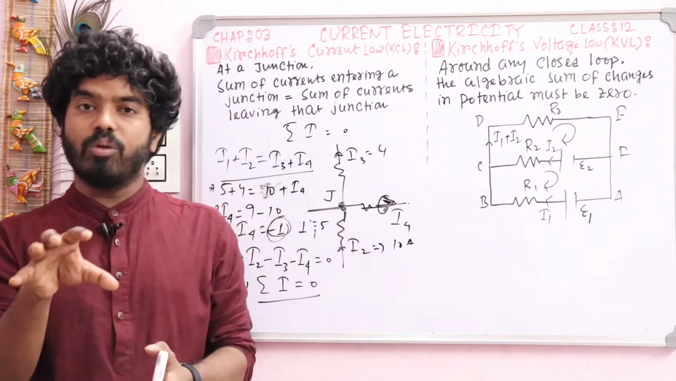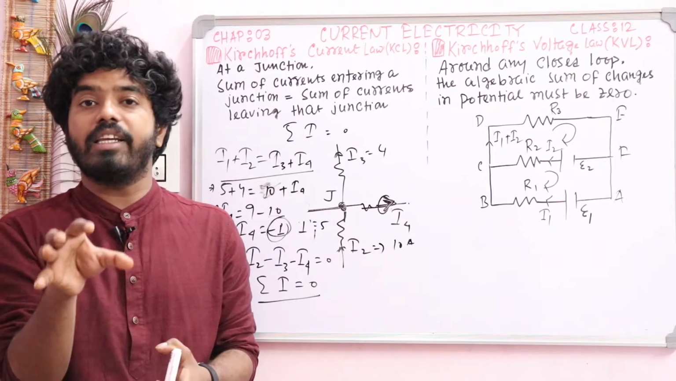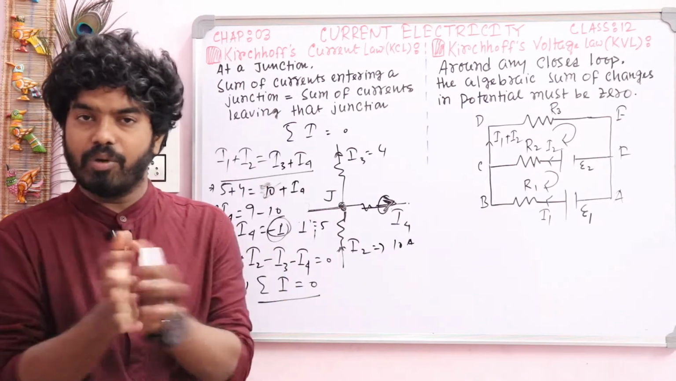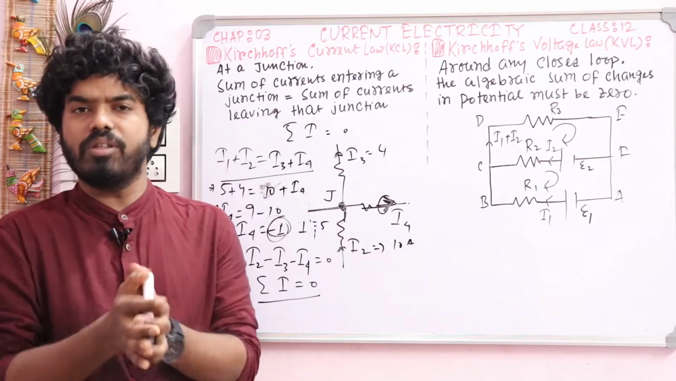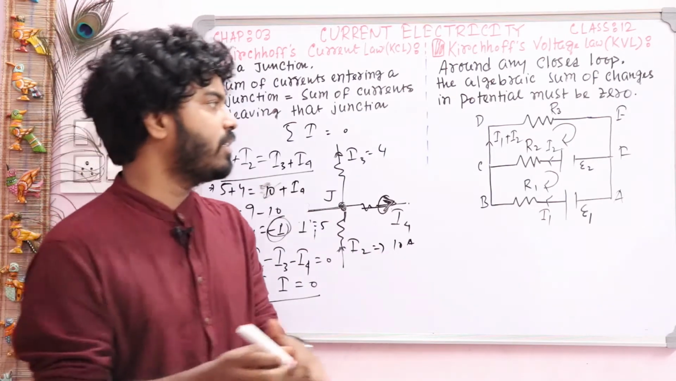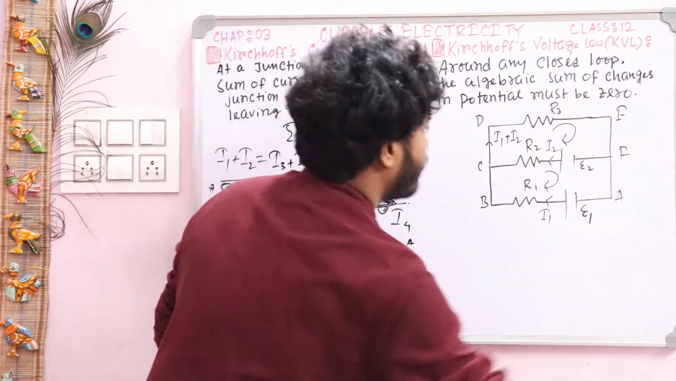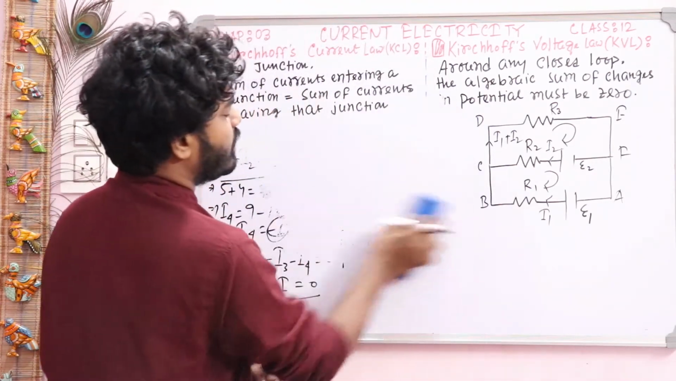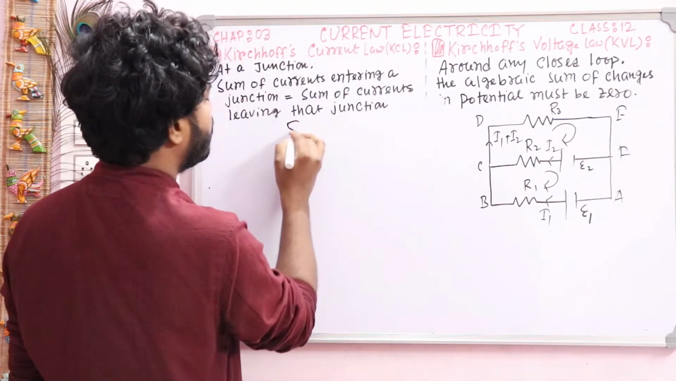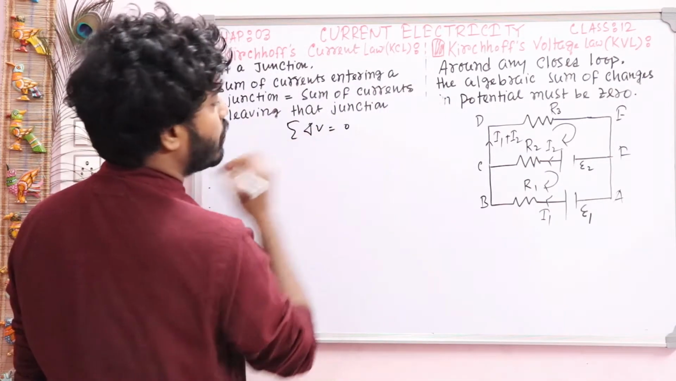For any closed loop in any electric circuit, in any network, the algebraic sum of potential differences is equal to 0. Mathematically it can be represented like this way: summation of delta V is equal to 0.